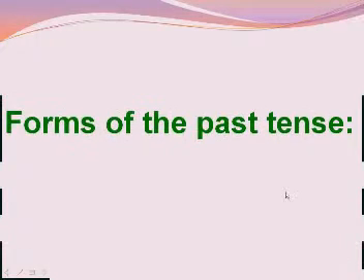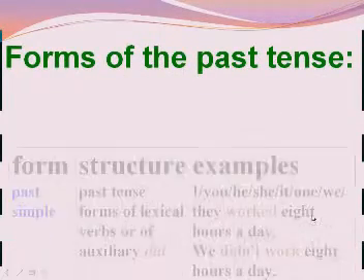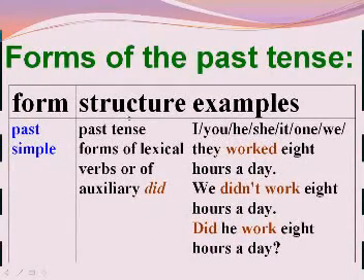Forms of the past tense, we have of course different forms. The first one is the past simple tense. The structure is of course the past tense forms of lexical verbs or of the auxiliary did, such as in the examples: I, you, he, she, it, one, I mean singular, we or they worked 8 hours a day. Sometimes we use the auxiliary did as in the negative form, didn't. We didn't work 8 hours a day. Or in the question, as in, did he work 8 hours a day?